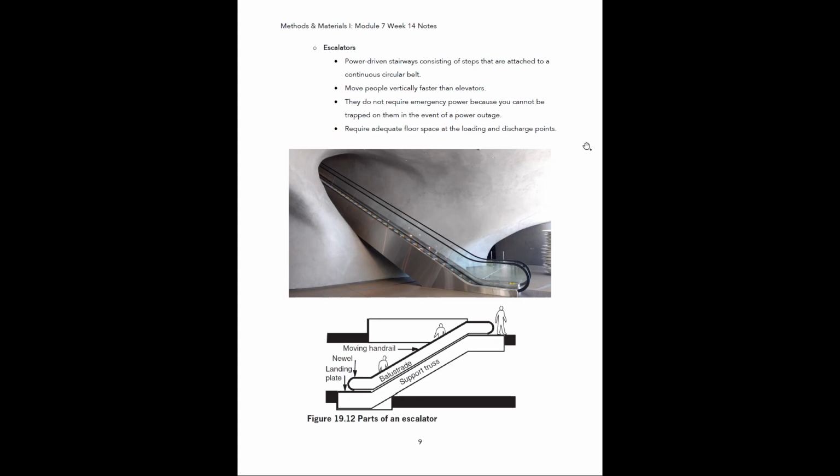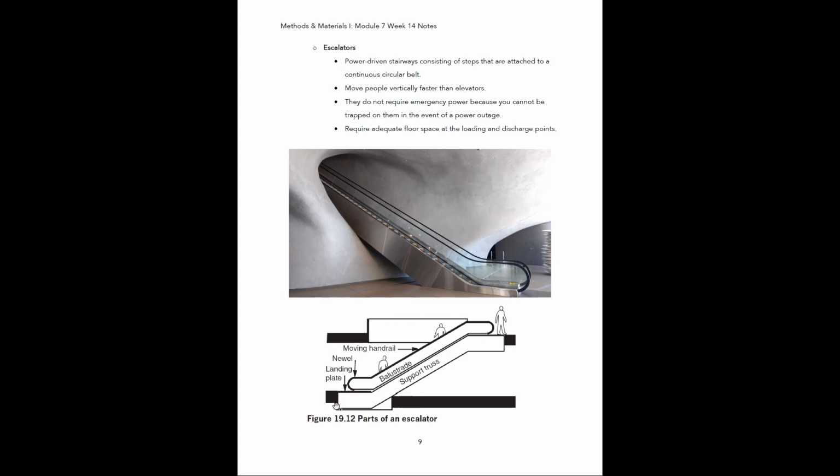And they require adequate floor space at the loading and discharge points. All right, so at the top and the bottom of the escalator, you have to have a sufficient amount of floor space so that plenty of people can get on without crowding one another, and then they can also get off without there just being a huge crowd of people or a pile of people at the top.